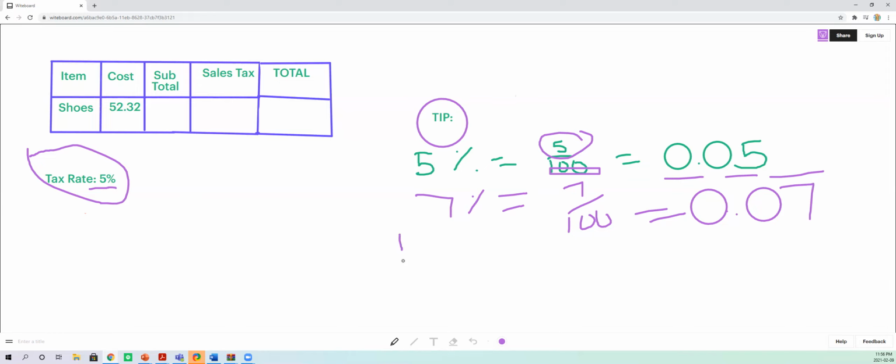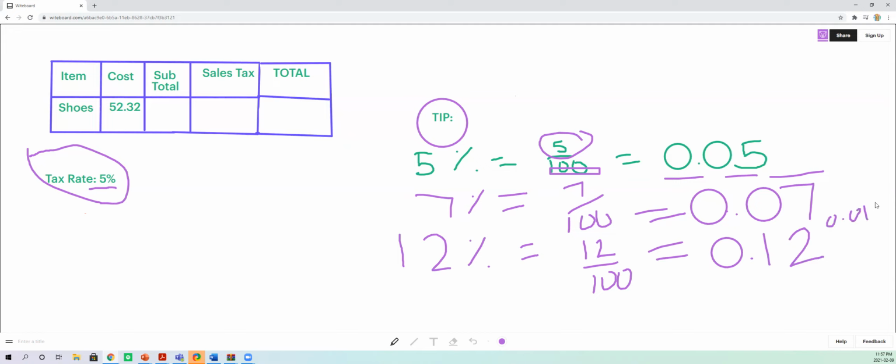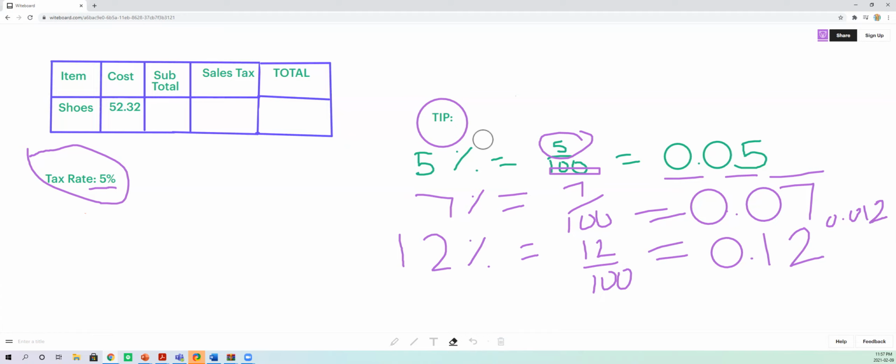Again, let's kick it up a notch. Let's say 12% is your tax rate. That is 12 over 100. And this time that converts to 0.12. Okay, so it's not 0.012. That doesn't make any sense because that would be 1.2 cents. Okay, so 12 over 100 equals 0.12. So I'm going to erase this.